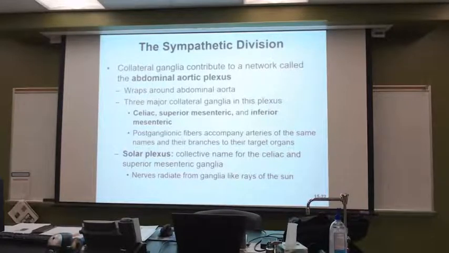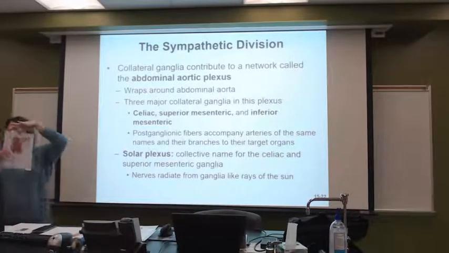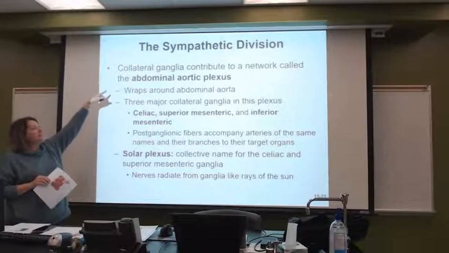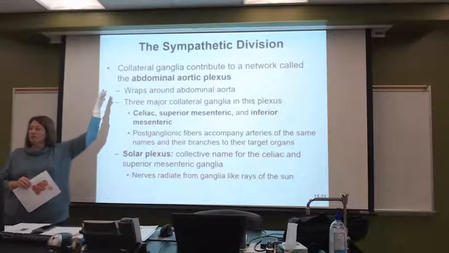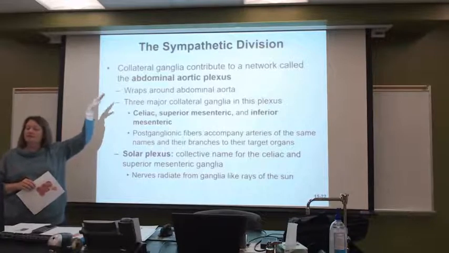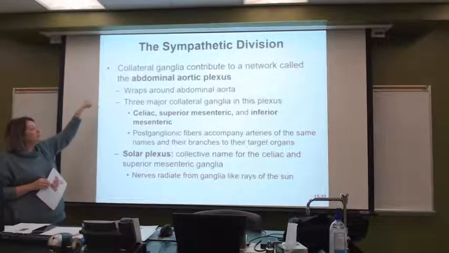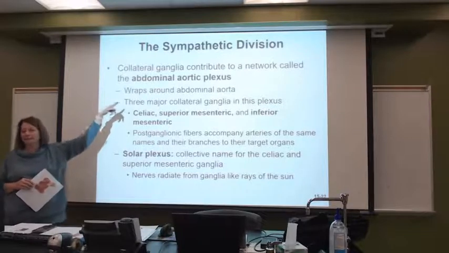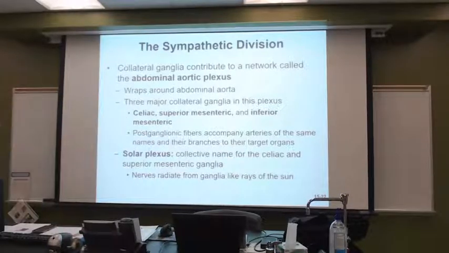So when we look at this picture right here, these ganglia are contributing to a network that is going to be called the abdominal aortic plexus. If you remember the term plexus, that means a grouping of something. This is letting us know that it is the abdominal aorta where we're going to find some of these groupings, some of these ganglia.